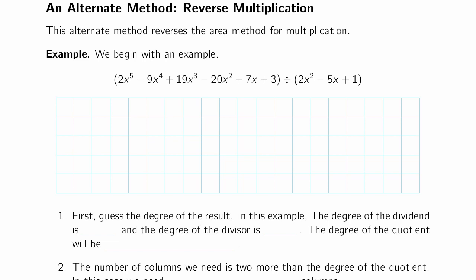In this video, we're going to see an alternate method for polynomial division. In this alternate method, we just take our area method for multiplication and wind it backwards. In other words, we just reverse the multiplication process directly.